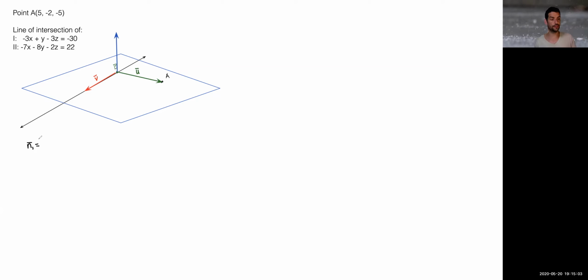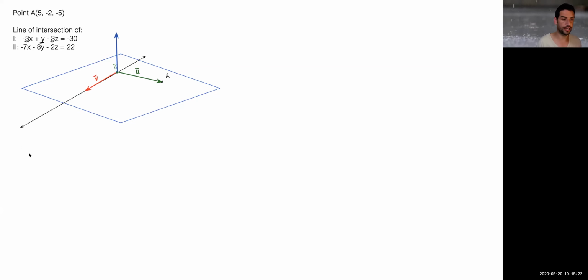I'm going to call n1 the normal vector for the first plane, and we can read this right off the coefficients in the equation. So this normal vector is -3. This is kind of too big for me. I'm going to go to the smaller pen. Sorry.